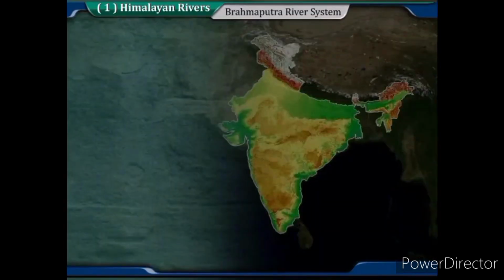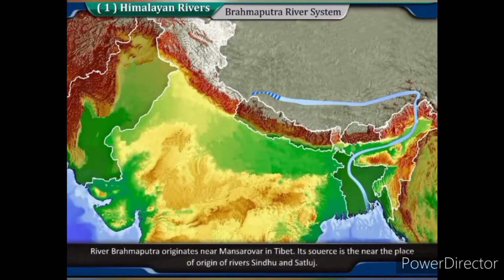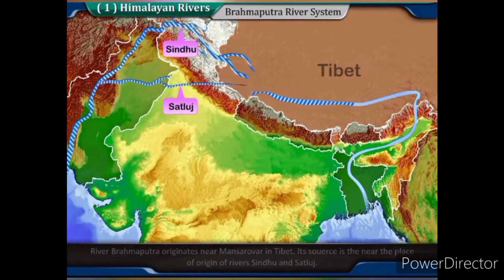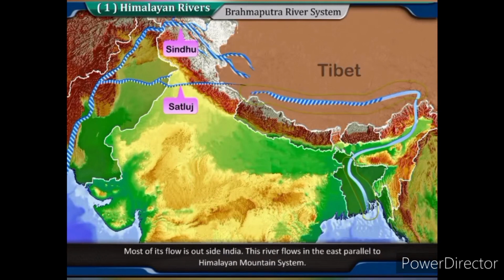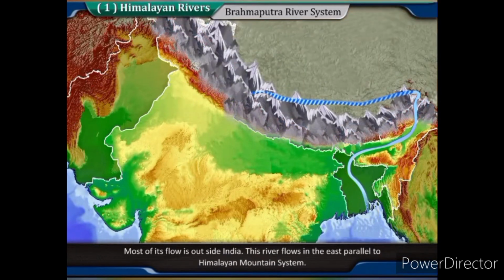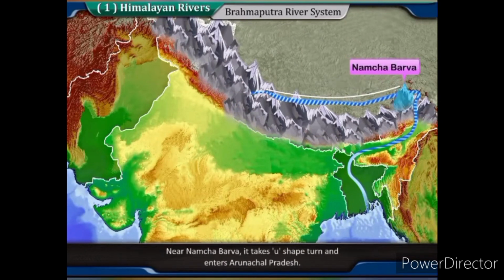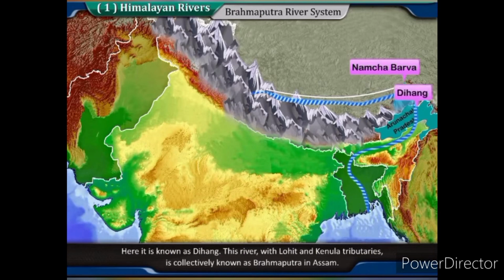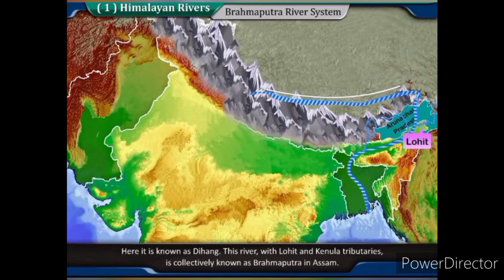Brahmaputra River System. River Brahmaputra originates near Mansarovar in Tibet. Its source is near the place of origin of rivers Sindhu and Satluj. Most of its flow is outside India. This river flows in the east parallel to the Himalayan mountain system. Near Namcha Barwa, it takes a U-shaped turn and enters Arunachal Pradesh. Here it is known as Dihang. This river with Lohit and Kenulya tributaries is collectively known as Brahmaputra in Assam.